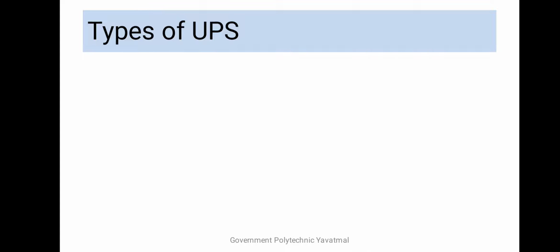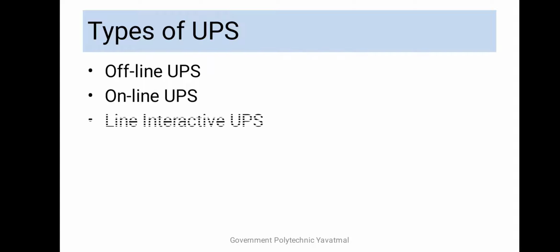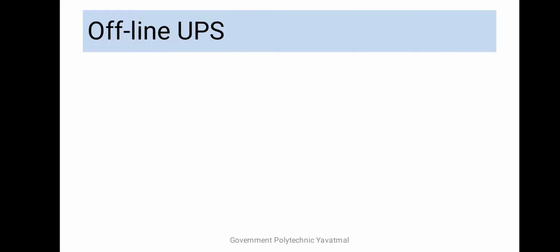Types of UPS. UPS has three types as follows: offline UPS, online UPS and line interactive UPS. One by one we will discuss the types of UPS. First one, offline UPS. Offline UPS is also called standby UPS.